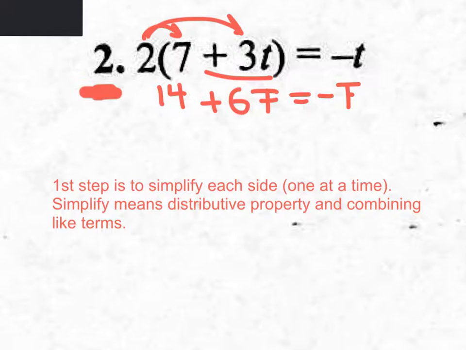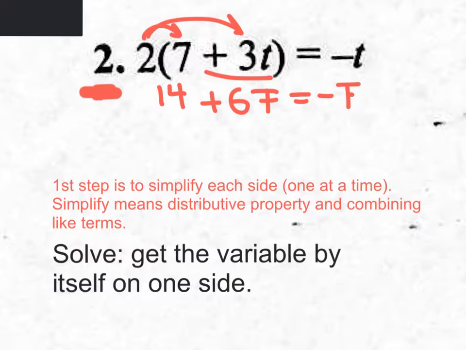What does solve mean? It means to get the letter by itself on one side. So we want to get the t, the variable, by itself on one side. The thing is, you have t on both sides of the equal sign. You don't want it on both sides. You want it on one side only. So what are we going to do? You got to get rid of one of them.